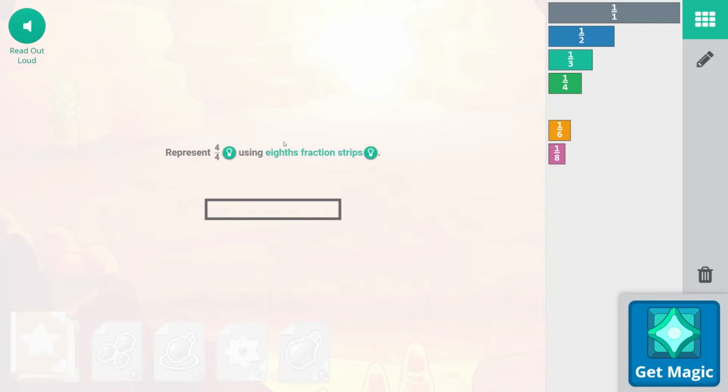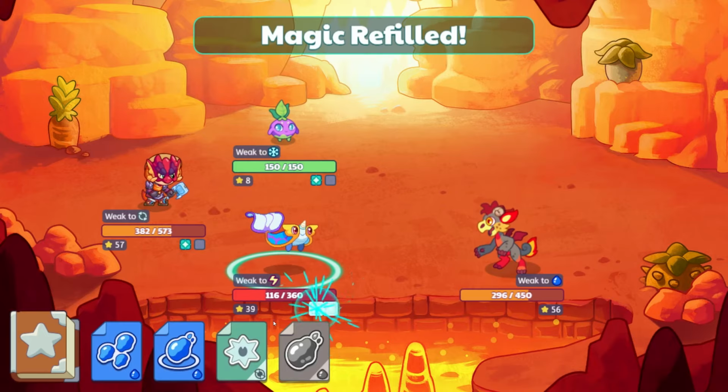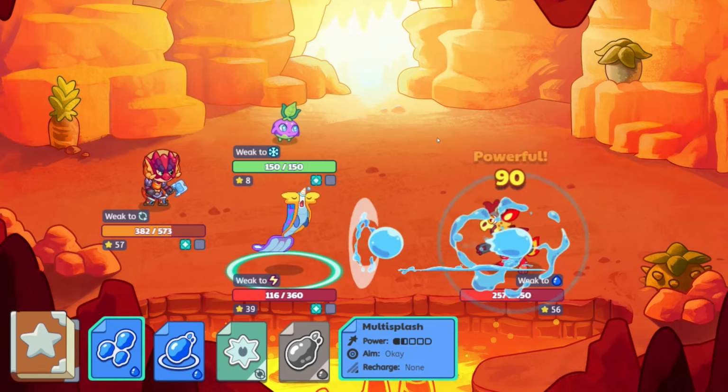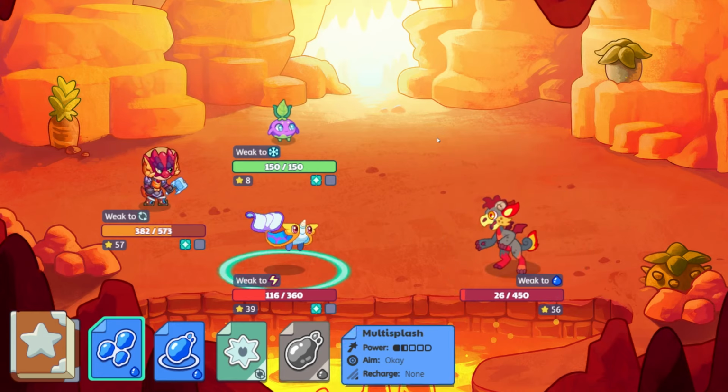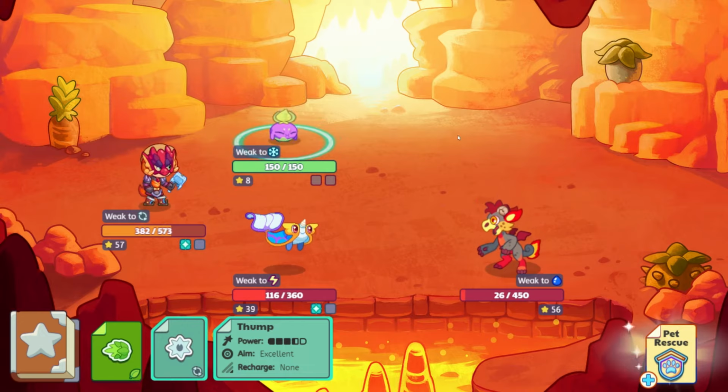Represent 4/4 using the 8 fraction strip. Alright, so 4/4 is the whole bar, which means we're going to use 8 of these. That's 4. You can see that's half of the bar. So 4/8 is equivalent to 1/2. And then 8/8 is equivalent to 1 whole. Woohoo! Alright, Multi-Splash, please hit a couple times. All of them, nice. And Saplet for the win. Way to go, buddy. Woohoo!